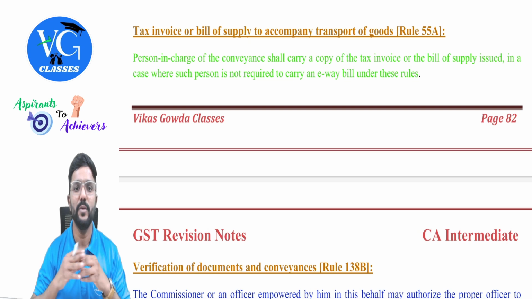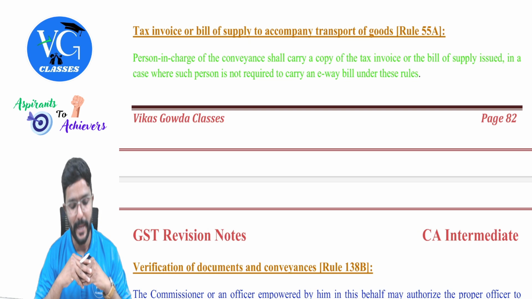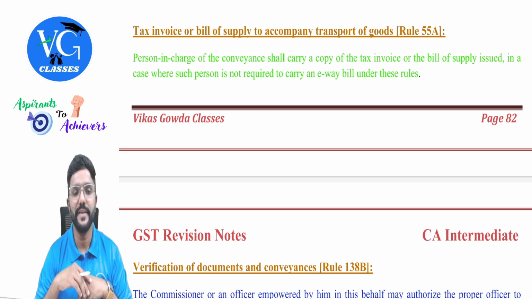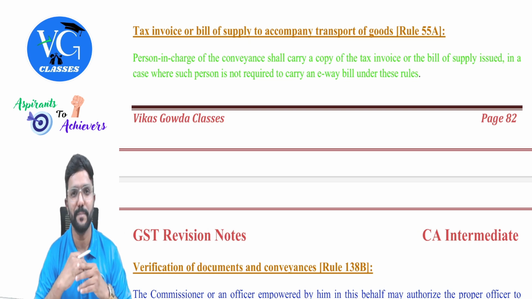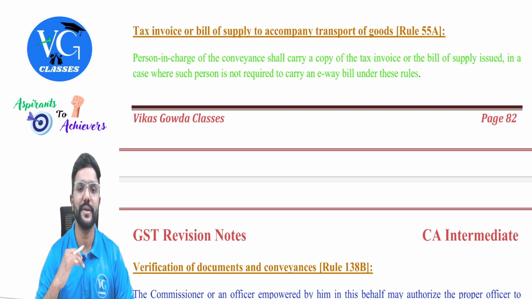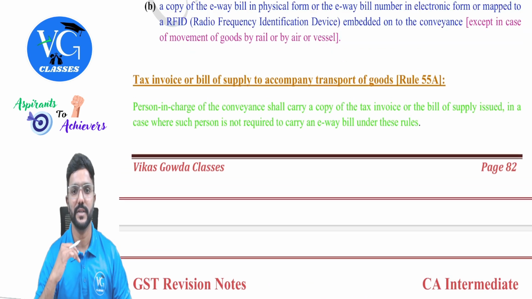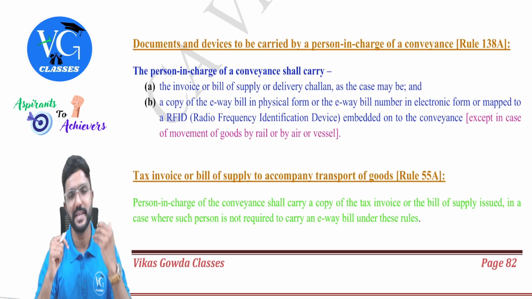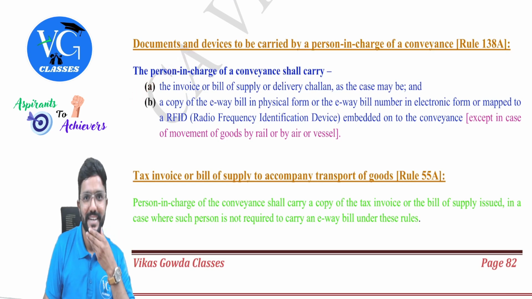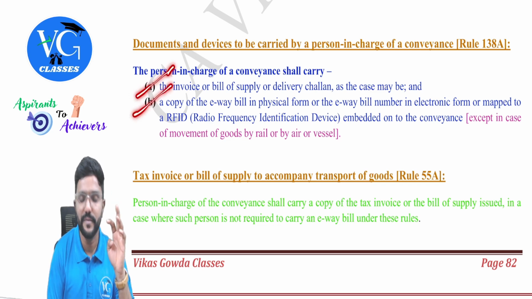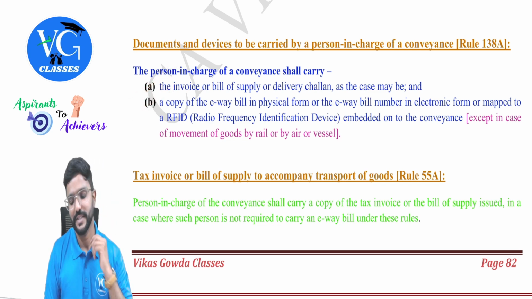Next, tax invoice or bill of supply to accompany transport of goods. Rule 55A: the person in charge of conveyance shall carry a copy of the tax invoice or bill of supply in case of exempt goods, in a case where such person is not required to carry an e-way bill under these rules. For example, if the consignment value is less than 50,000, at least one of these documents he has to carry. Clear? So if the consignment value is more than 50,000, then this along with this. Got it? Yes.